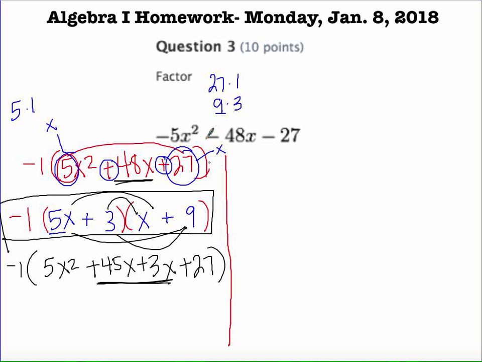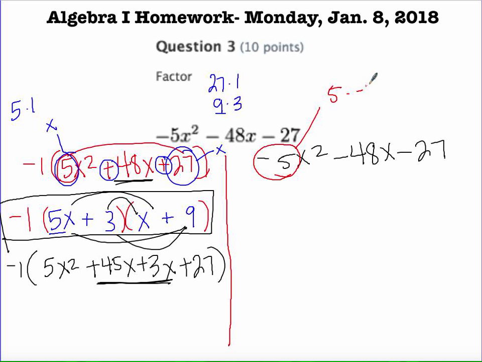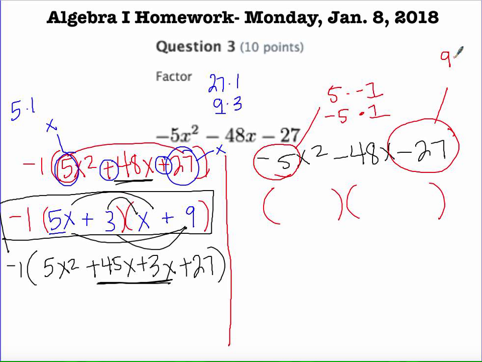Now, technically, I could factor it without doing that. If I got -5x squared minus 48x minus 27, I would have to keep in mind that when I do the factors of -5, it could either be a 5 times -1 or a -5 times a +1. When I do the factors of -27, it could be 9 times 3. One of them could be negative, either the 9 or the 3. And we also had 27 times 1, but we know it's 9 and 3 from the previous version.